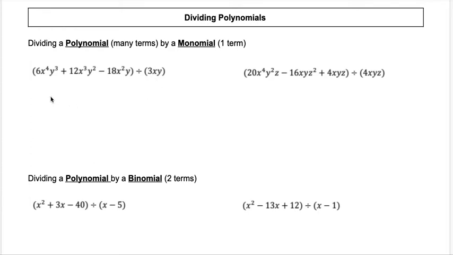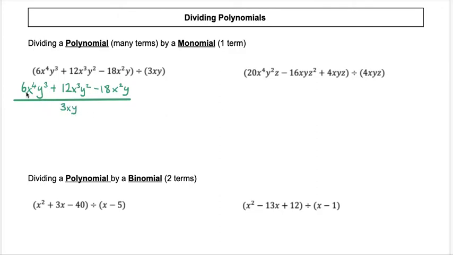It's possibly easier to write it out in fraction form if that helps you, so I'm going to do that. I'm going to just rewrite this in fraction form. 6x to the 4 y to the third plus 12x cubed y squared minus 18x squared y, and that's all divided by 3xy.